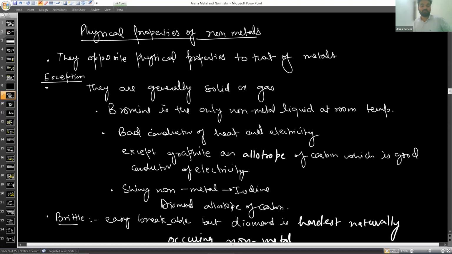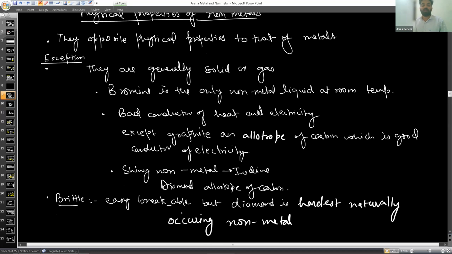So if I'm talking about this one, bromine is the only non-metal that is liquid at room temperature, a bad conductor of electricity. Like graphite, an allotrope of carbon, which is a good conductor of electricity. They are generally non-shiny, but iodine is a shiny non-metal. And diamond, an allotrope of carbon, is also shiny. They are brittle, they can be easily broken, but diamond is the hardest naturally occurring substance. Okay, so memorize it and then you have to note it down.